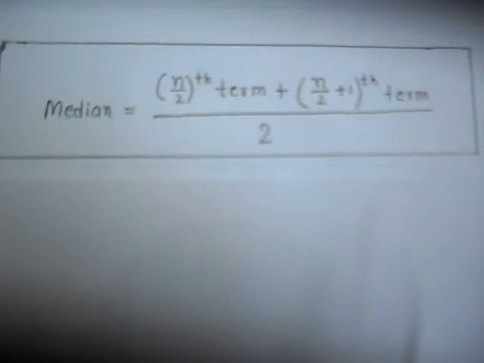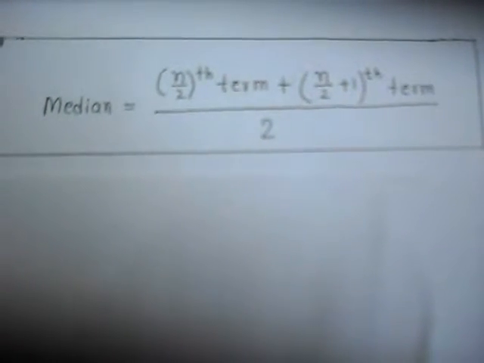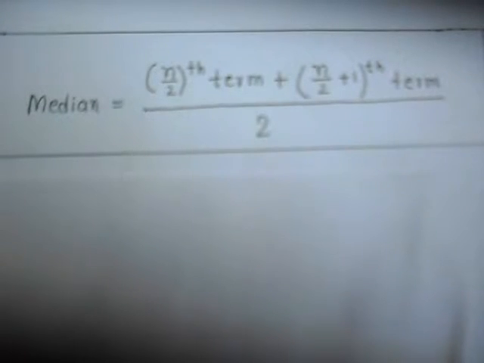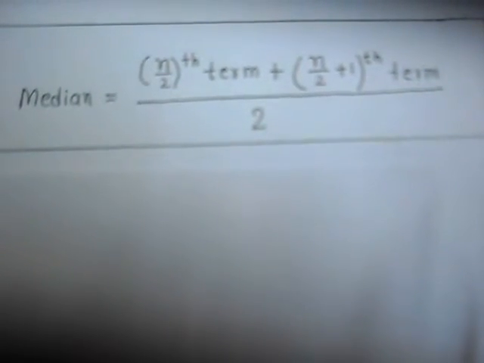We will use this formula: median is equal to the n upon 2 term plus the n upon 2 plus 1 term, divided by 2. The simple meaning is that after arranging the data in ascending order, take the two middle values and find the average of those middle values.